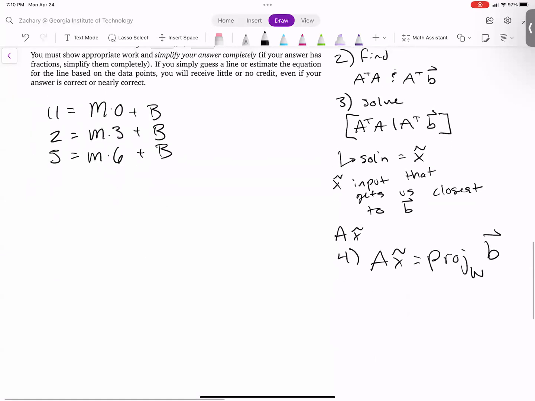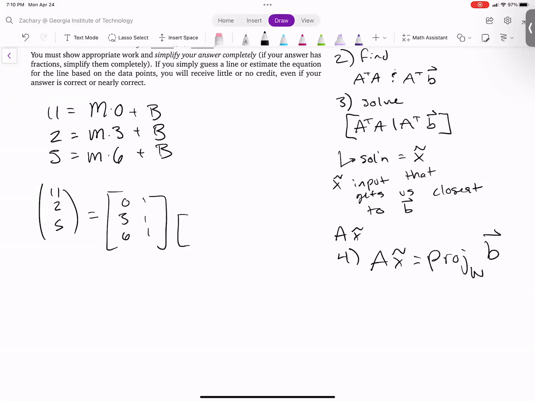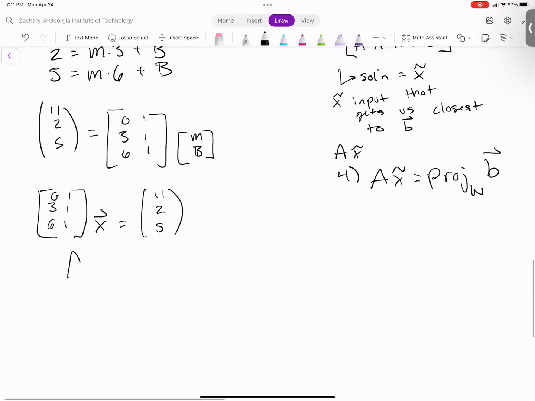From here, we can rewrite this as 11, 2, 5 equals 0, 3, 6, 1, 1, 1 times m, b. This is how we typically write our equations. I can reorder this as 0, 1, 3, 1, 6, 1 augmented with what I'll call the x vector equals 11, 2, 5. So this is your A times x equals B. If you have questions at any point of how I got something, or if anything does not make sense, please ask it, interrupt me, say something.